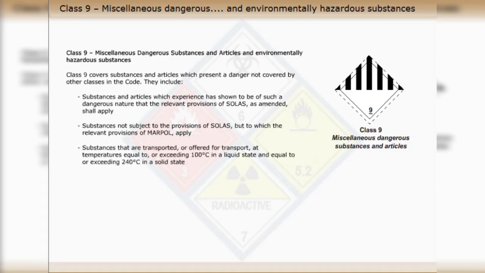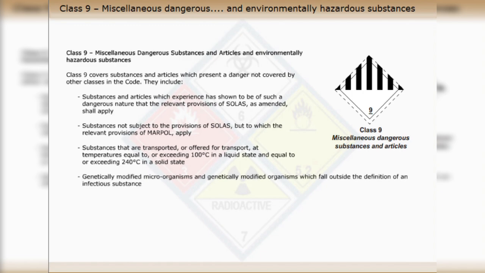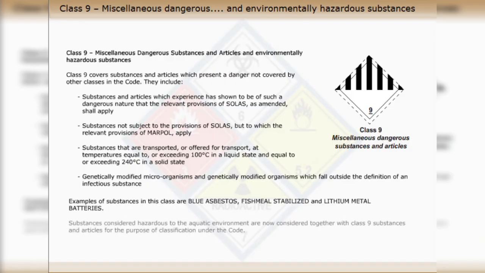Substances that are transported or offered for transport at temperatures equal to or exceeding 100 degrees Celsius in a liquid state and equal to or exceeding 240 degrees Celsius in a solid state, and genetically modified microorganisms and genetically modified organisms which fall outside the definition of an infectious substance. Examples of substances in this class are blue asbestos, stabilized fish meal, and lithium metal batteries. Substances considered hazardous to the aquatic environment are now considered together with Class 9 substances and articles for the purpose of classification under the Code.